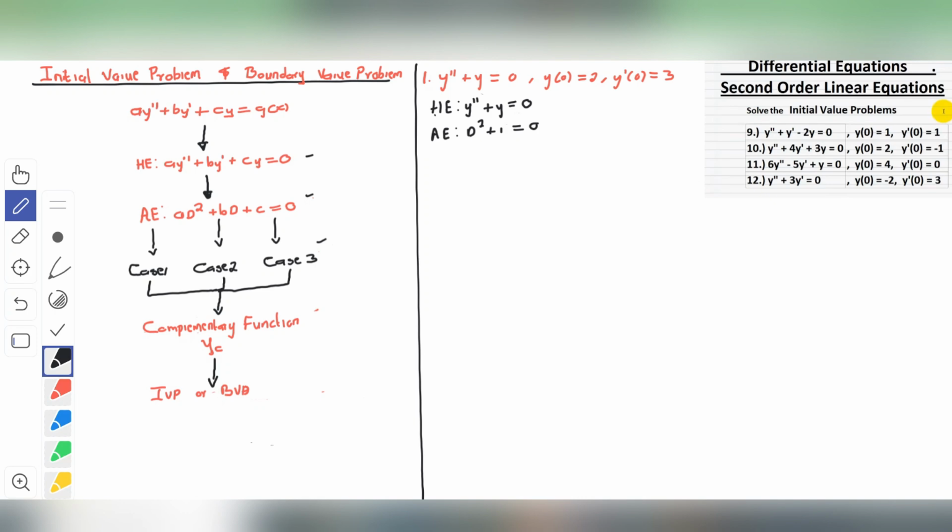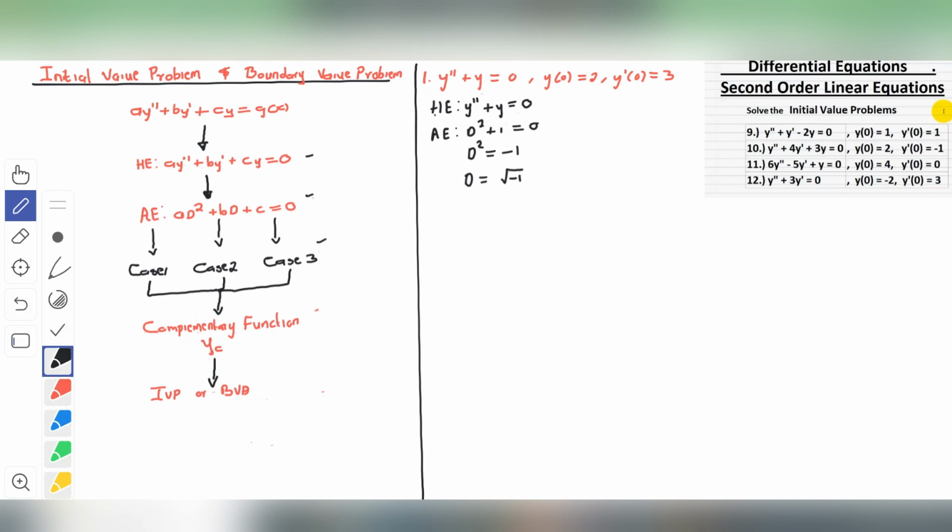Remember, in the auxiliary equation someone can write m squared plus 1 equals 0. You're also correct. Now we're going to find the values of d. We can see that d squared equals negative 1. Whenever we have d squared equals negative 1, we take the square root of both sides. Let me write it. We're going to have something like this.